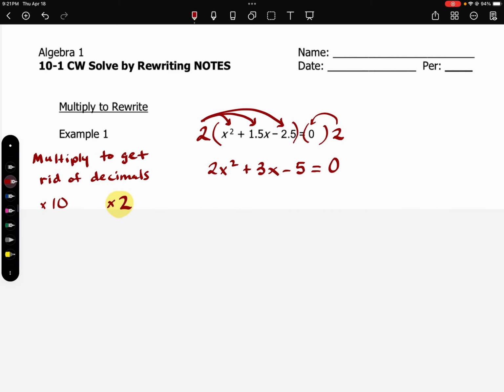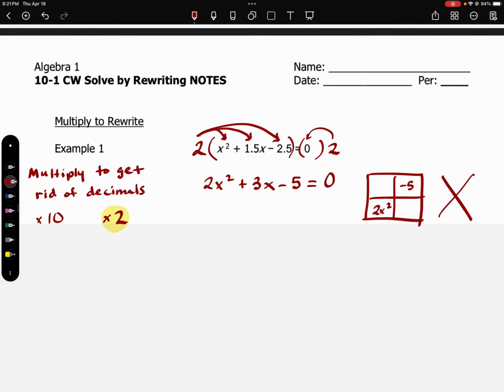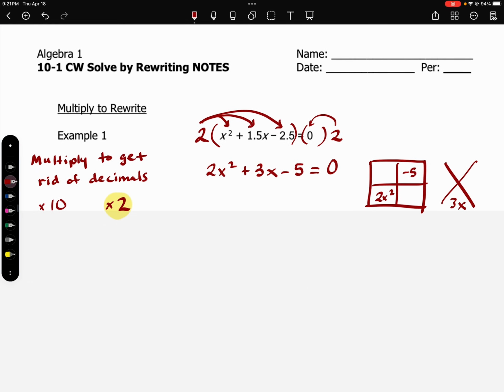Now we have a quadratic equation and there are no decimals in it, so you can use whatever method you would like to use to solve this. I'm going to use factoring, but you could use quadratic formula if you wanted to as well. Let's take it and set it up. We've got 2x squared, we've got negative 5, and then we've got our 3x in the bottom and negative 10x squared on the top. So two numbers that multiply to give us negative 10 and add to 3 would be 5x and negative 2x, and we'll put those in and finish our problem.